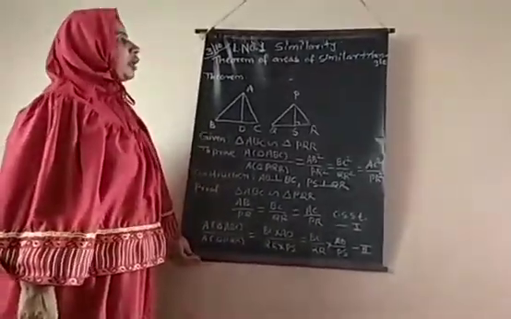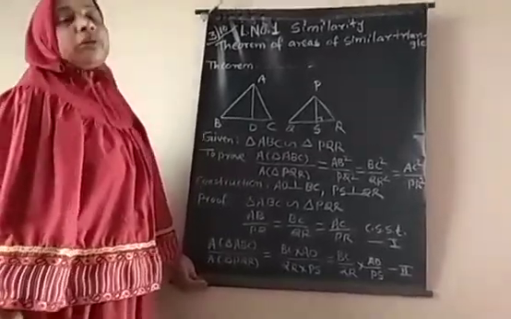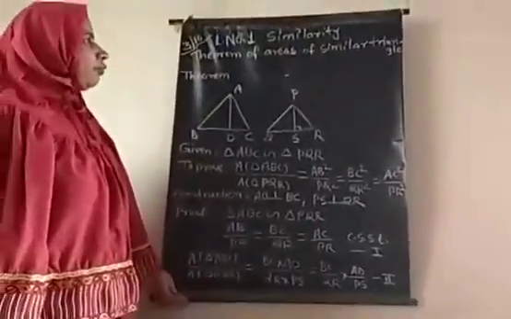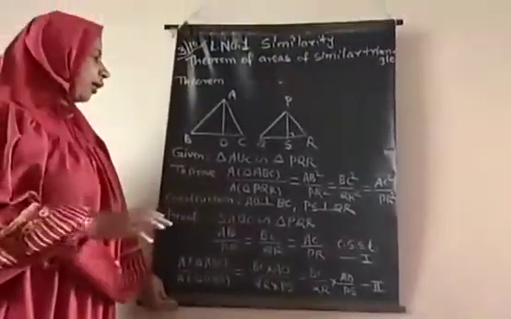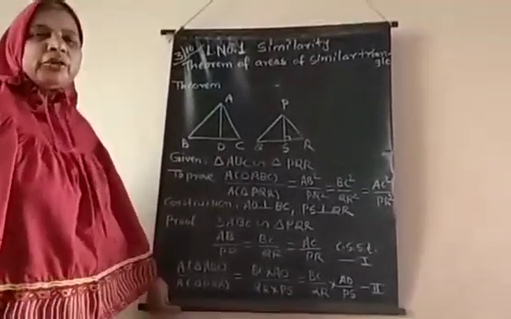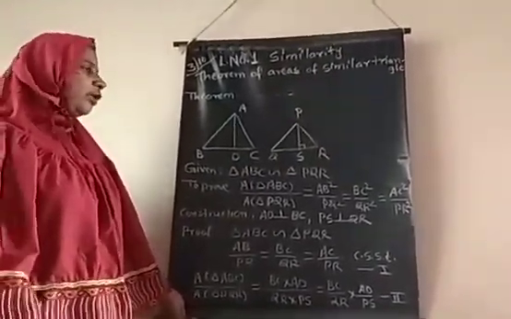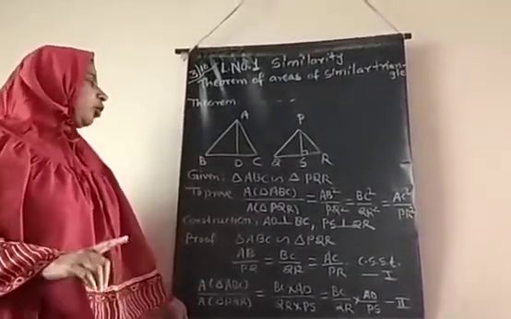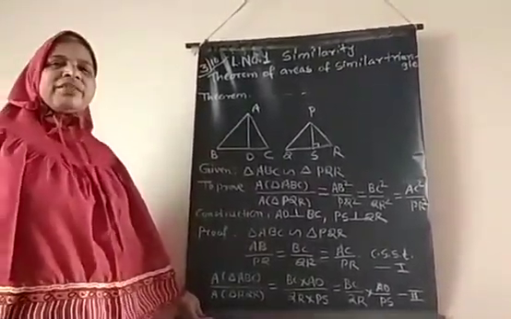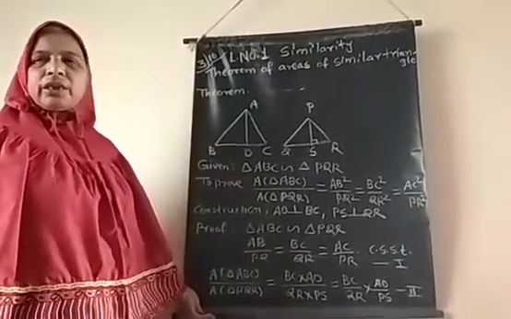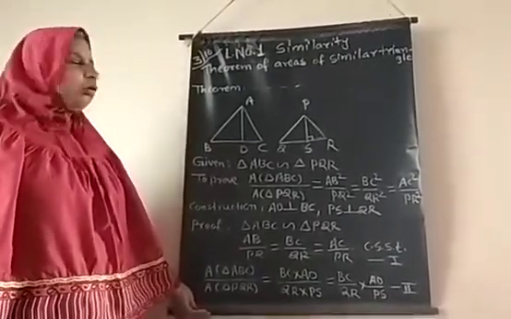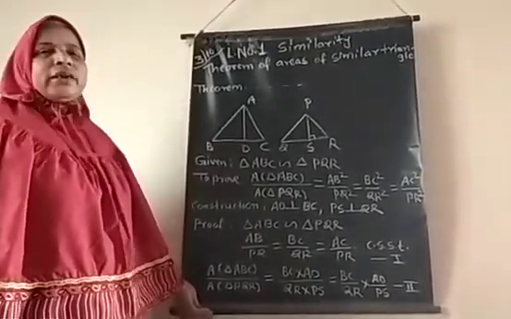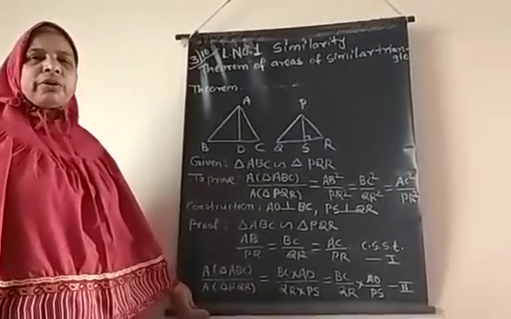Areas of similar triangles we are going to learn. In this theorem, we are going to find the area of the respective triangles. Given respective triangles that are similar, but only one side is considered, meaning the height is not given in this triangle. So what is the step to find out the areas of these two similar triangles?